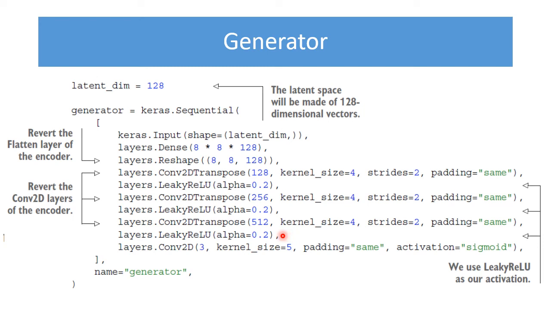But remember, we want a color image, so the channel size should be 3. So we add another convolution 2D to reduce the size of the channel. We apply kernel size 5 and the sigmoid activation. The final output of our generator is 64 by 64 by 3, which is the celebrity image size.